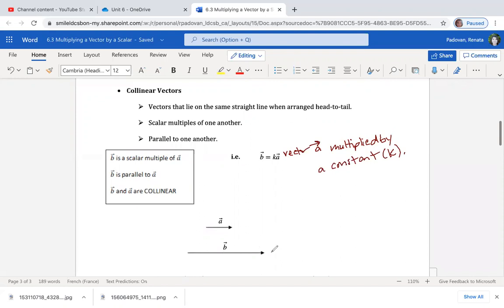So vector B is a scalar multiple of vector A, right? What we're talking about is that they would lie on a straight line if I were to arrange them head to tail. If I were to take vector A, here's the tail of B, here's the head of B, and take the tail of A, I should do this as a straight line. I'm just guessing, again, I could use a ruler here, but you get the point. And arrange it head to tail.